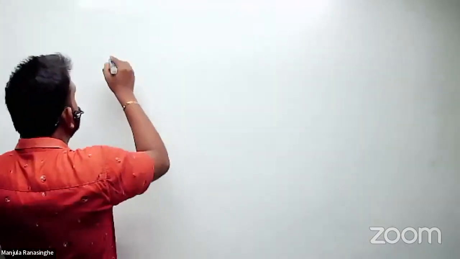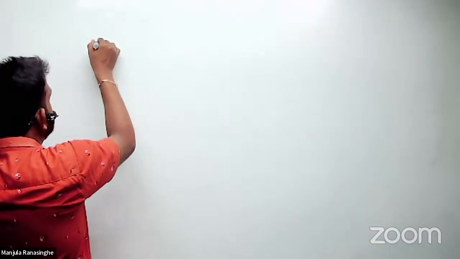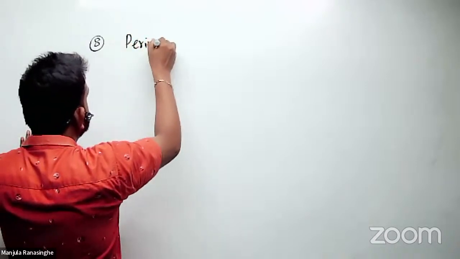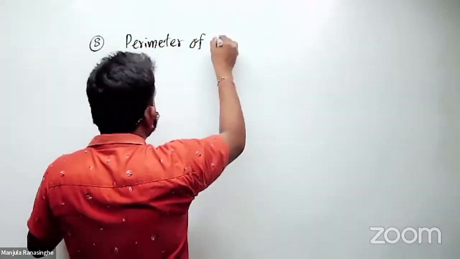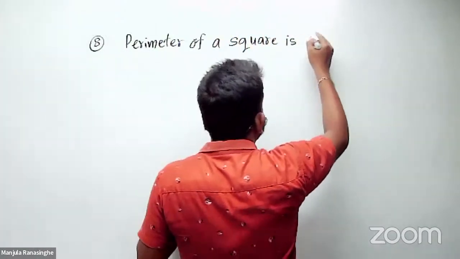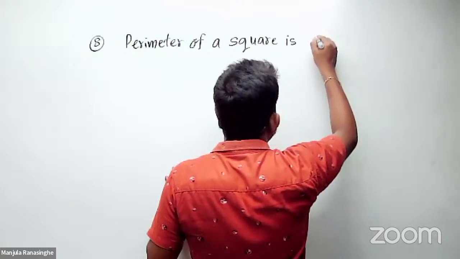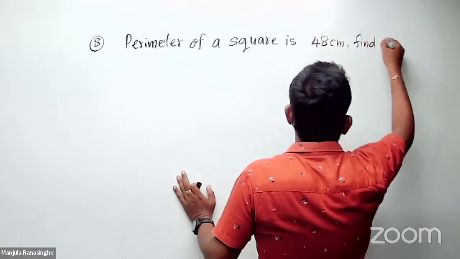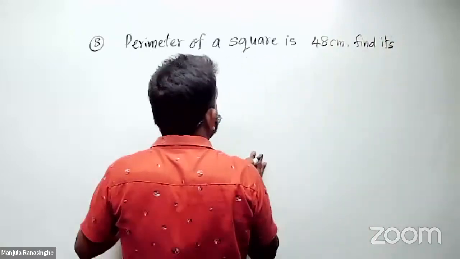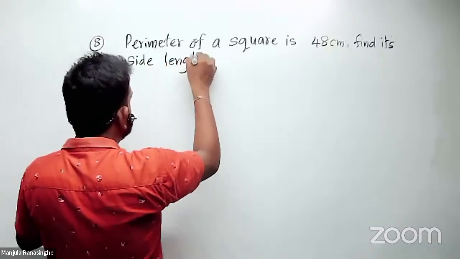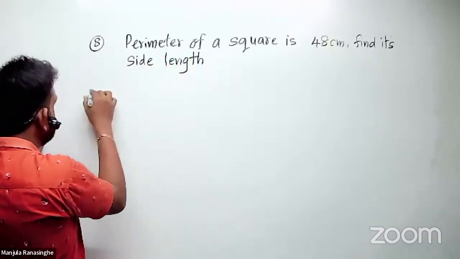Right. This type of questions differ. Write: The perimeter of a square is 48 centimeter. Find its side length. This is the first question. Question 9.